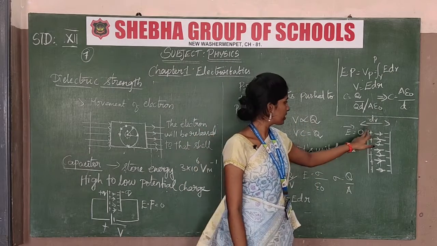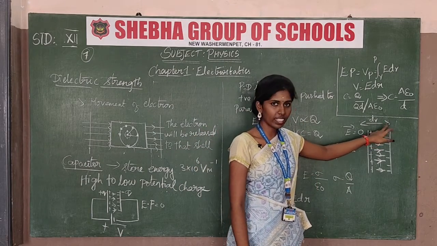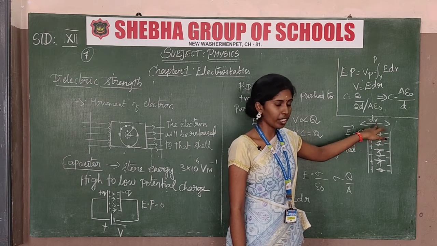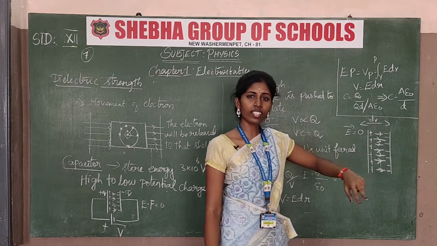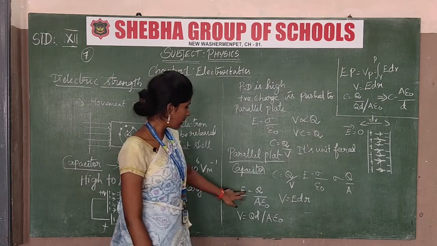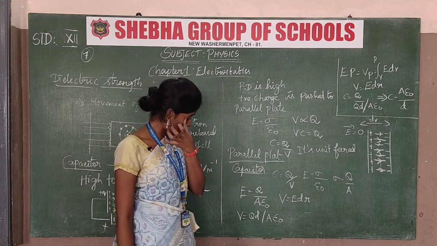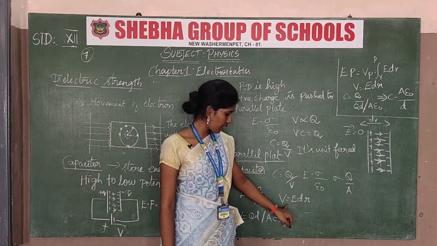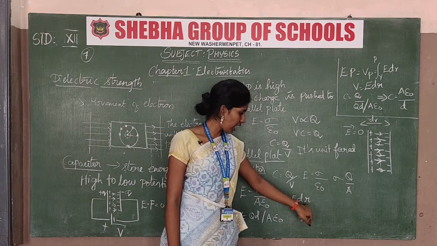So in between, the distance between the two objects is dr, where d is the distance. Here d will be denoted as the distance. So E is equal to 0 outside. Here E is equal to Q by A epsilon naught. So V is the potential difference. Here we take the electric field and dr.